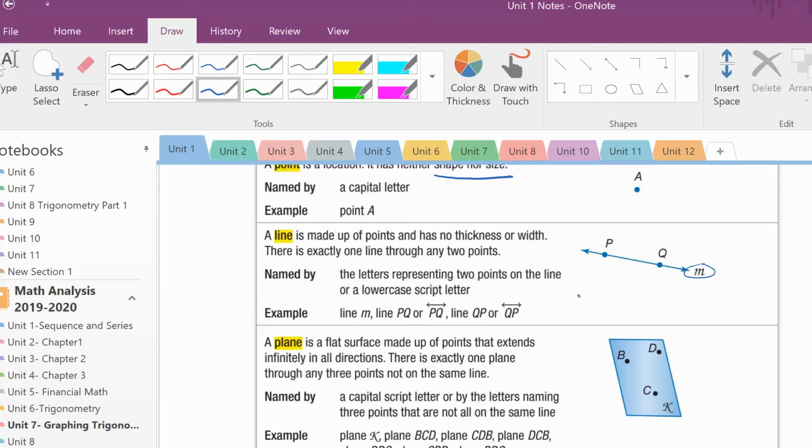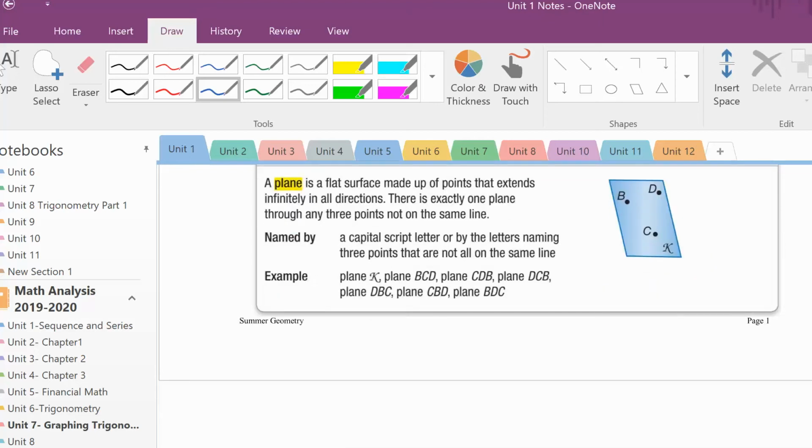And notice with a line, the symbol is always with the 2 arrows. So you could either say line PQ or line QP. Either way. A plane is a flat surface made up of points. You need at least 3 points that are not on the same line to make up a plane. And then the way you name a plane is you could do a capital letter, like here it would be plane K, or you could write it in any order of the 3 points. So here plane BCD or plane CBD.